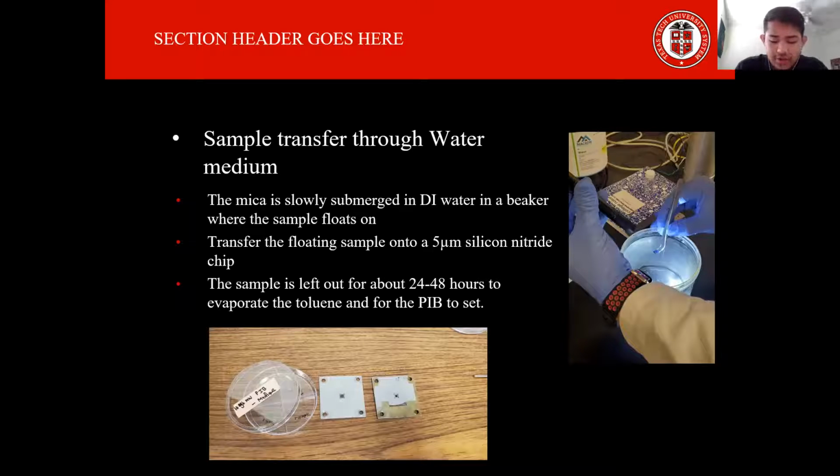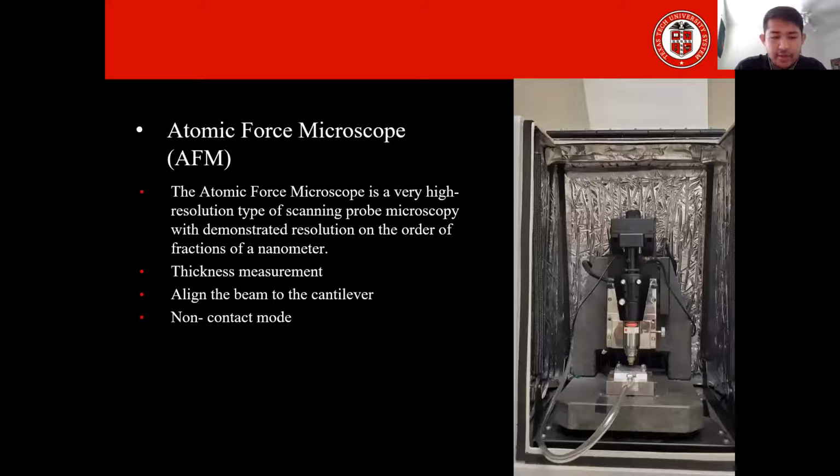Now that the sample is ready, we can talk about the AFM. The AFM is the atomic force microscope. It is a very high resolution type of scanning probe microscopy with demonstrated resolution on the order of fractions of a nanometer. For our purposes, we will be measuring the thickness of the polyisobutylene sample before we load it into the pressure cell.